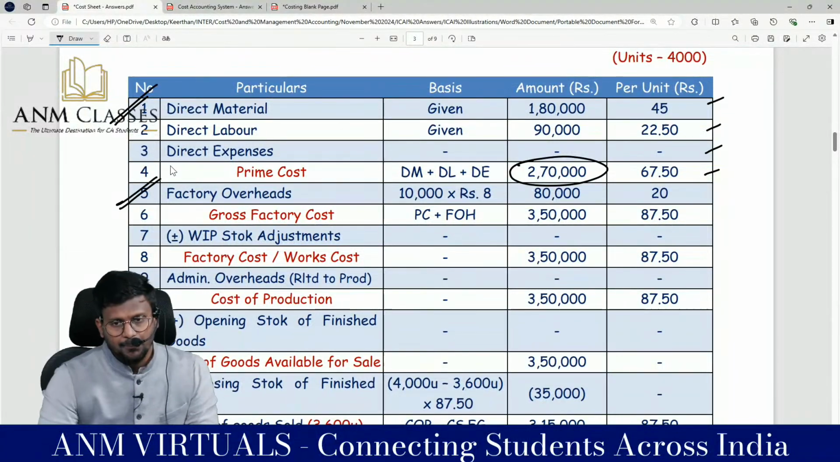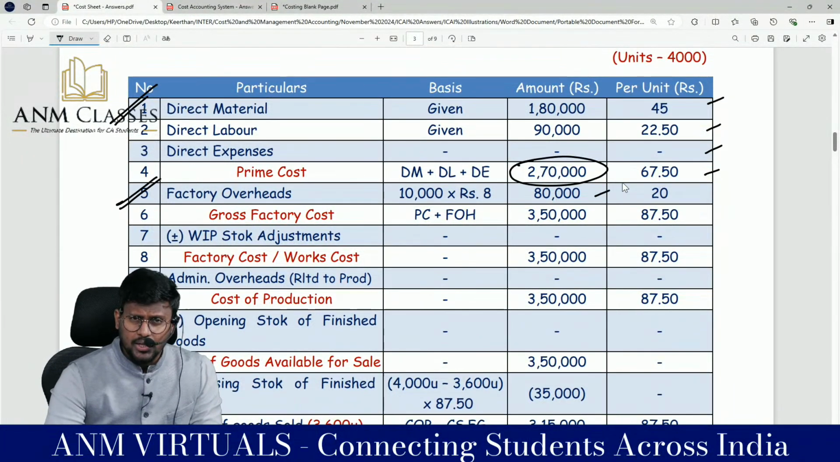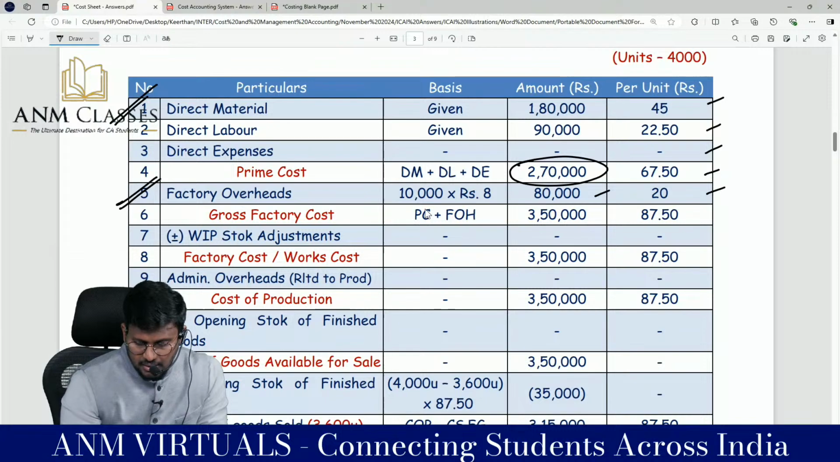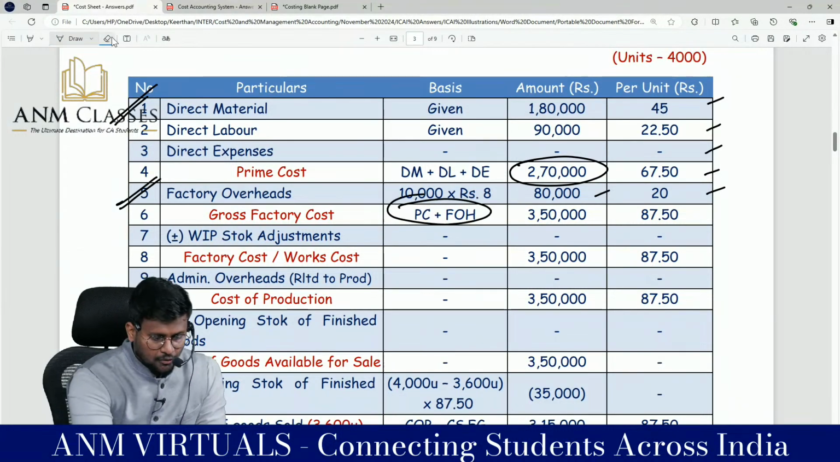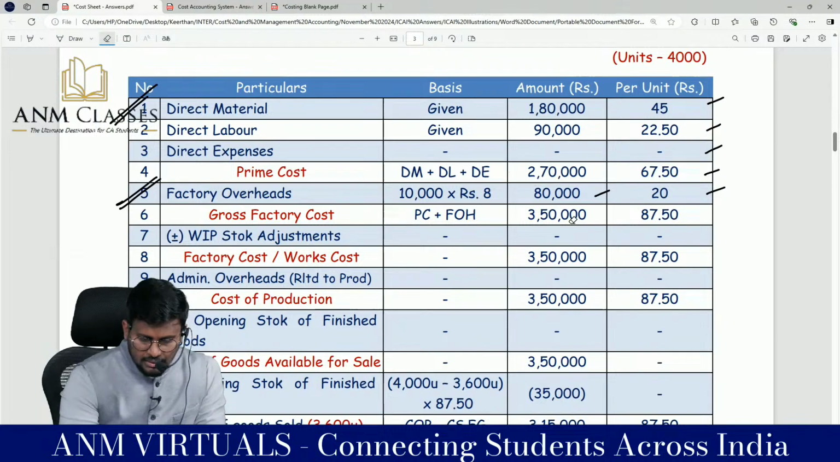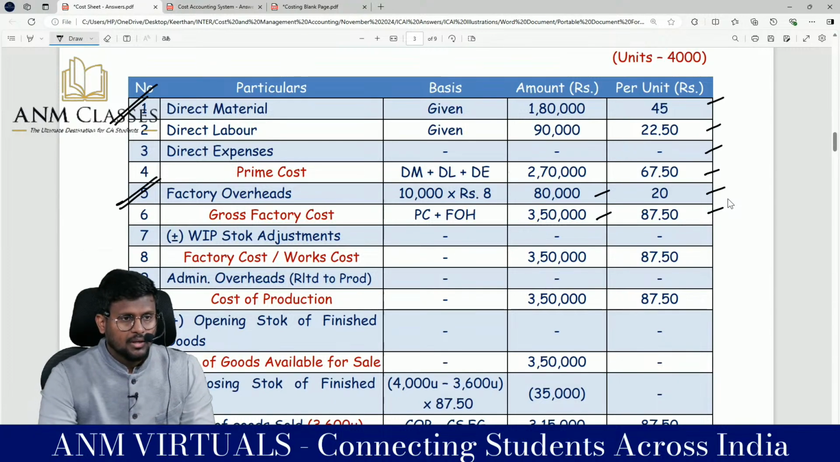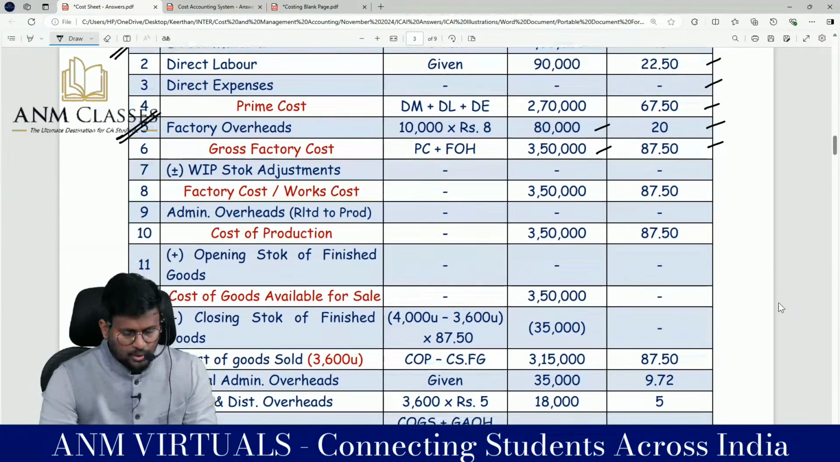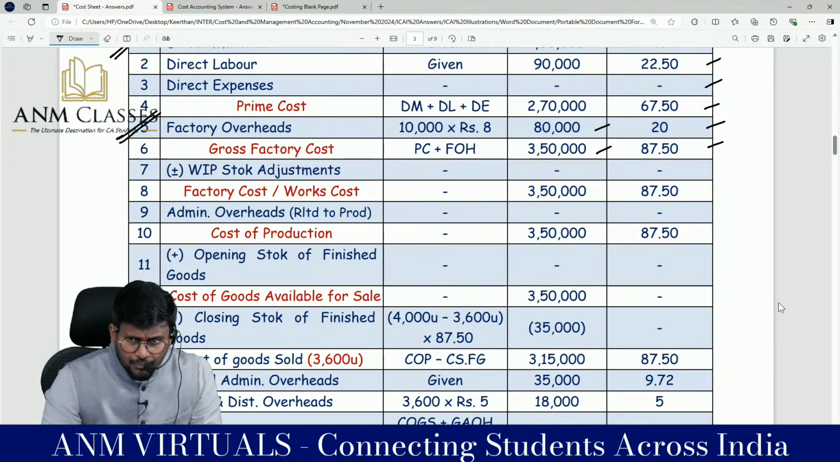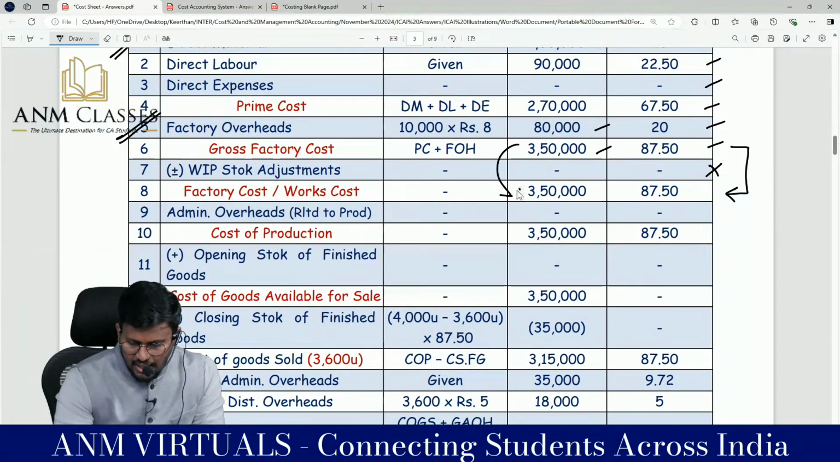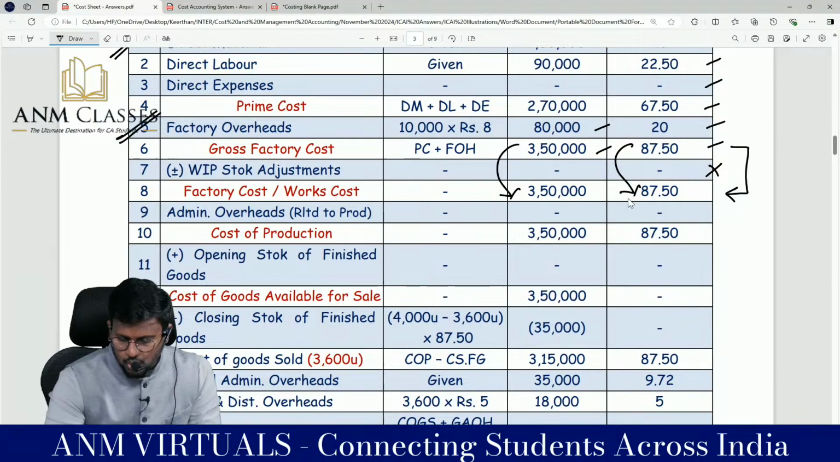Add factory overhead comes to 80,000. 80,000 divided by 4,000, 20 per unit. So gross factory cost is prime cost plus factory overhead comes to 3,50,000. Right? 3,50,000 divided by 4,000, 87.5 is the per unit. Is there any WIP? Add or less WIP stock adjustment, nothing is there. So gross factory cost is equal to net factory cost or works cost. That is 3,50,000 divided by 4,000 comes to 87.5.